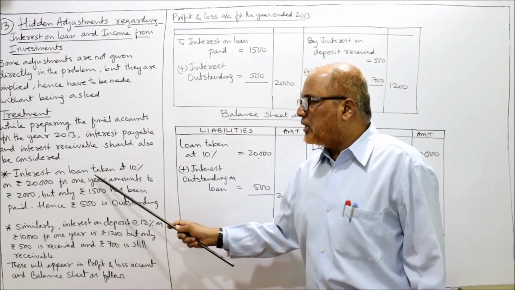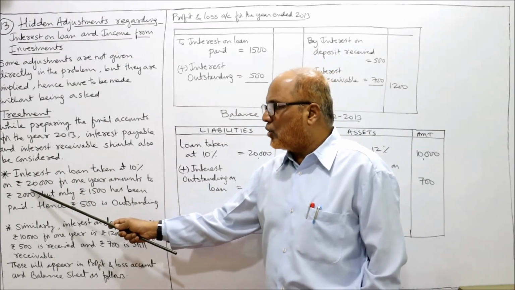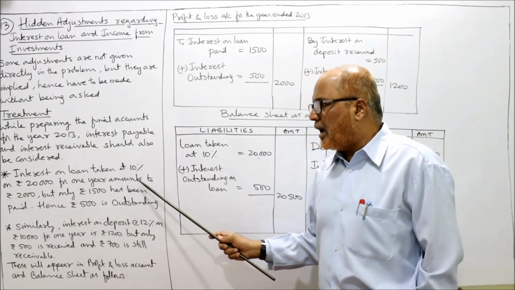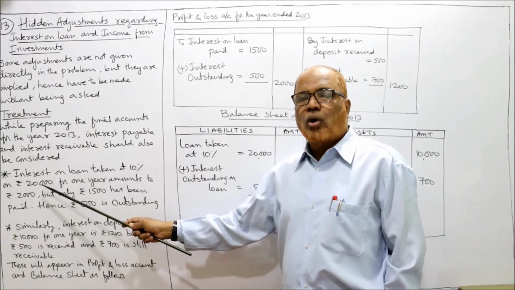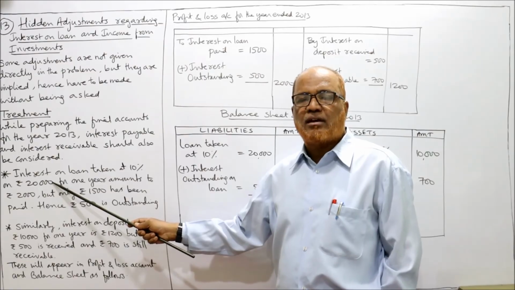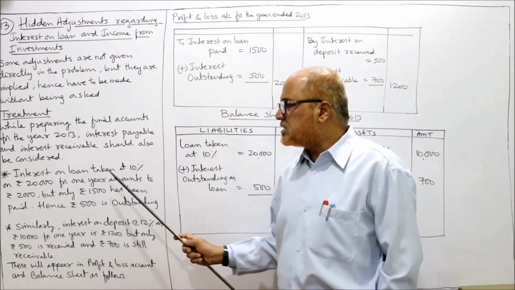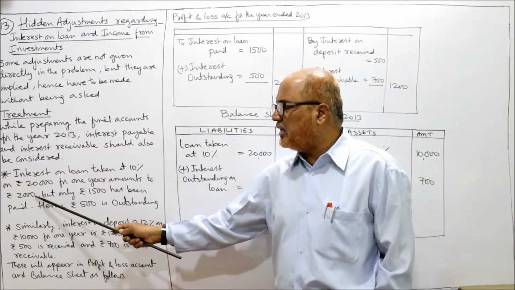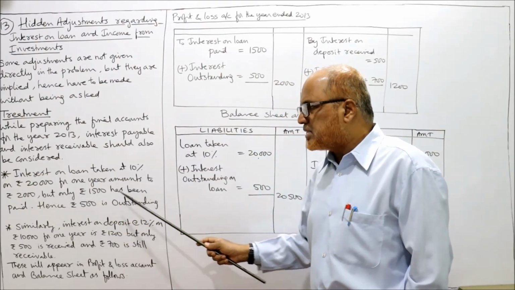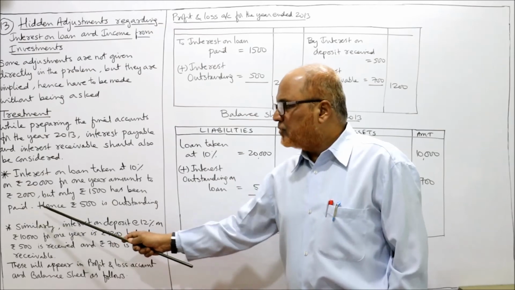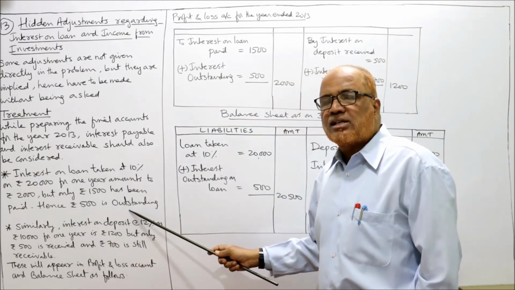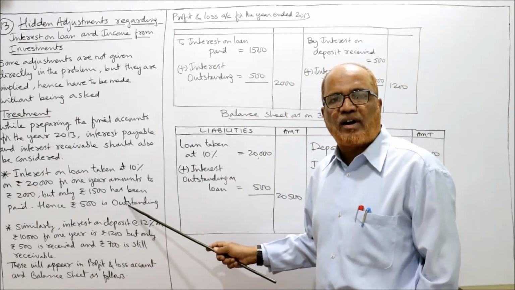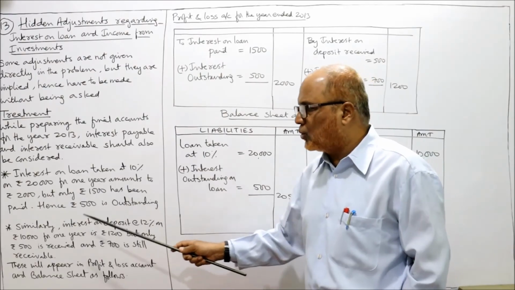So interest on loan taken at 10% on rupees 20,000 for 1 year amounts to 2,000. Loan taken 20,000 on 1st January 2013, rate of interest 10%. So 10% of 20,000, 2,000 rupees, is the interest for 1 year. But only 1,500 rupees has been paid. Hence 500 rupees interest is outstanding. This is one hidden point. We come to the conclusion.